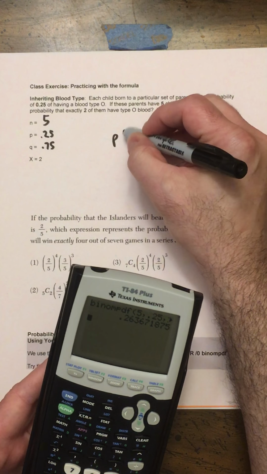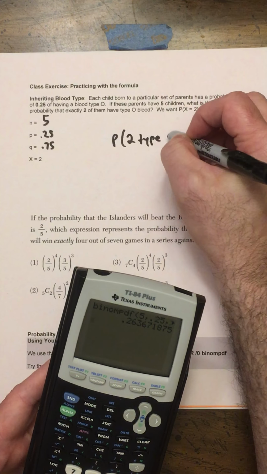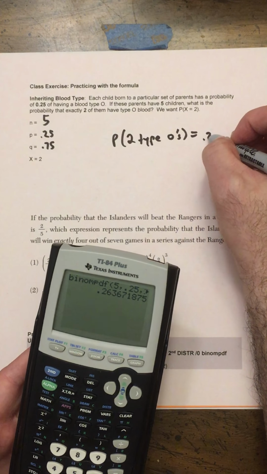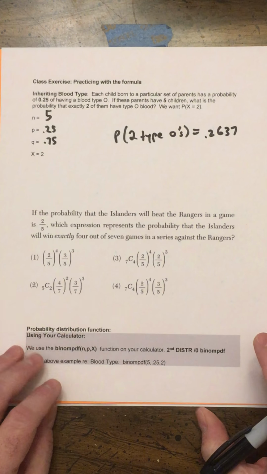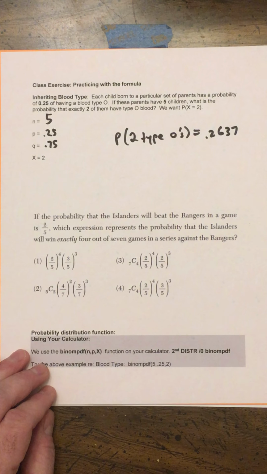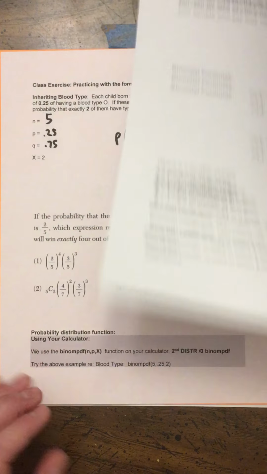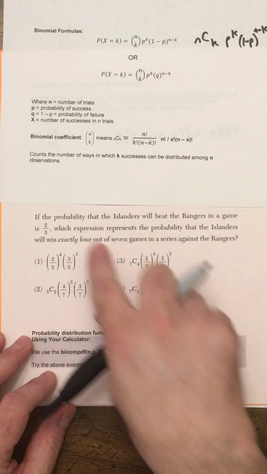Probability of 2 type O's is 0.2637. Okay? Follow? Now, this kind of question requires you to understand this notation. So we'll take a look at the notation for actually doing the problems here. Okay, let's take a look.